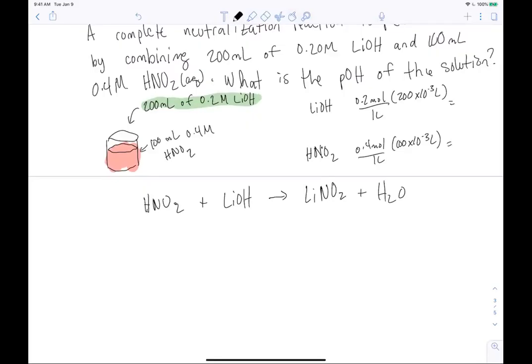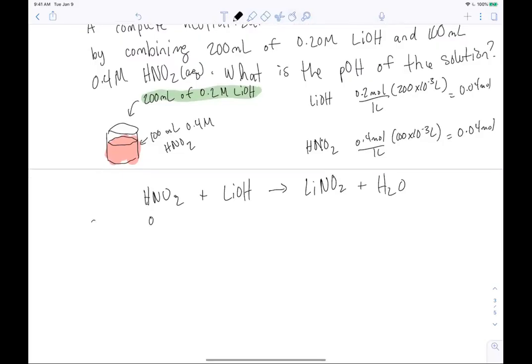They sort of hint at the fact that they should be the same moles because it says complete neutralization, which is implying that the reaction is done stoichiometrically. So you end up with 0.04 moles of this and 0.04 moles of this. So at the start of this reaction, and at the end, we've got 0 of this, 0 of this, and 0.04 moles of this.